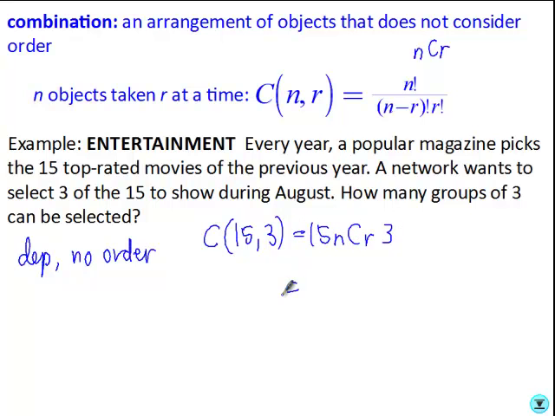Or if you insisted on using the formula, on top you're going to have 15 factorial over n minus r. Well, that's 15 minus 3, 12 factorial, over r factorial. That's 3 factorial. I think I can do this one in my head. The 12 factorial cancels out everything. It leaves you with a 15, 14, and a 13. And you divide it by 3. That's going to be 5 times 7, 35 times 13, 350 plus 105, 455. Okay, you can check my math later.